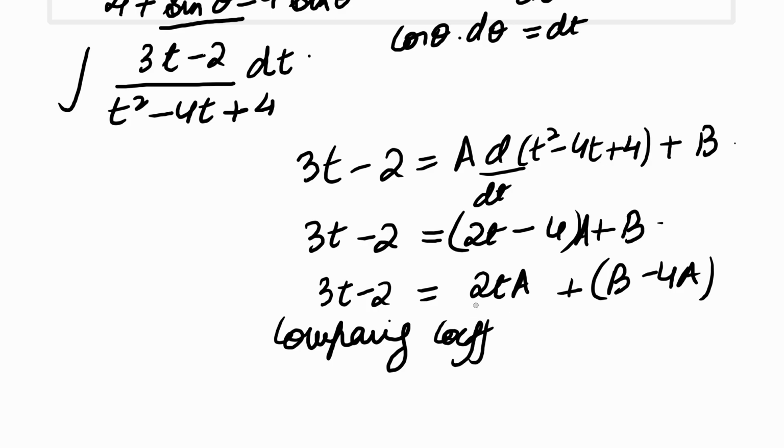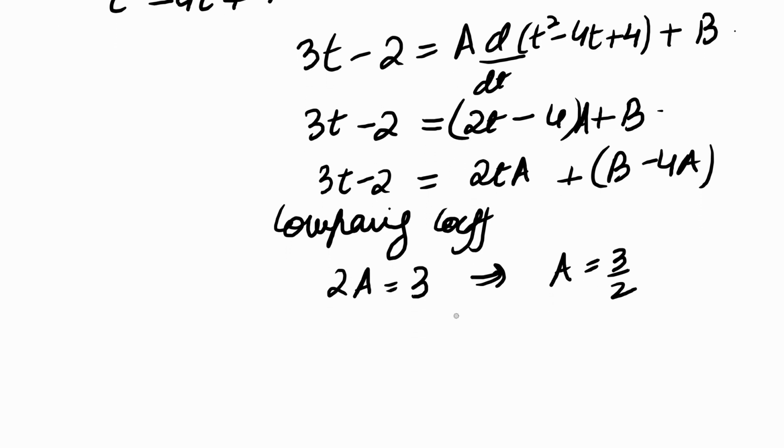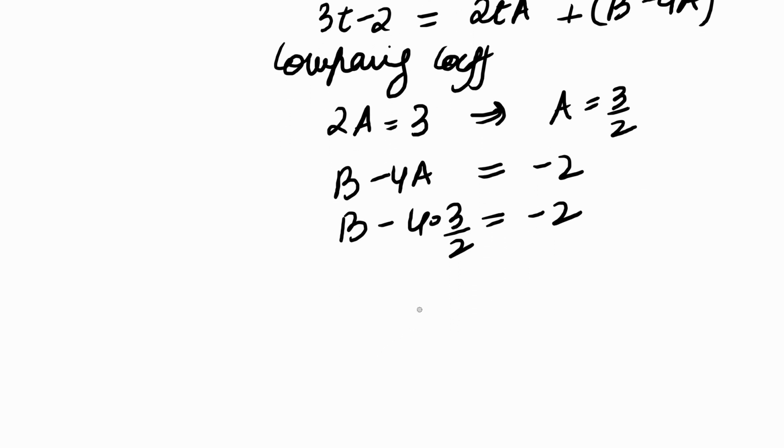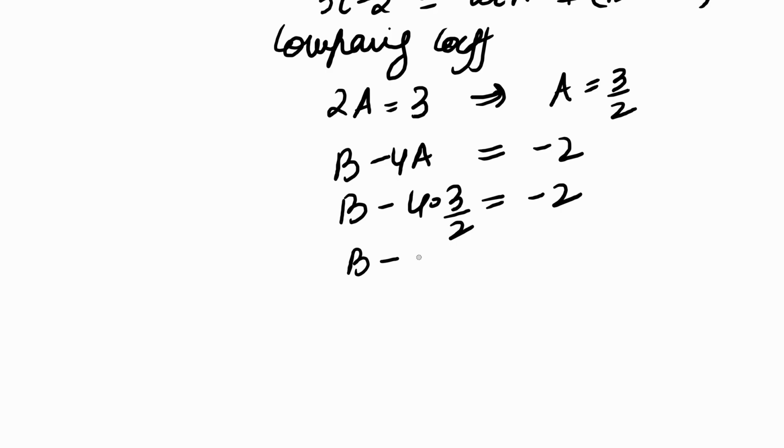we will get 2a is equal to 3. So this will imply that a is equal to 3 by 2. Okay. Next what we will get? We have got b minus 4a is equal to minus 2. So what we will get? b is equal to minus 2 plus 4 into 3 by 2. So we will get b is equal to minus 2 plus 6. So b will be equal to 4.